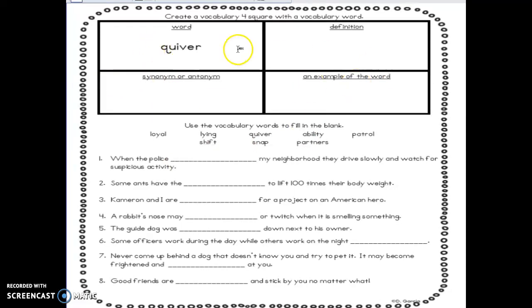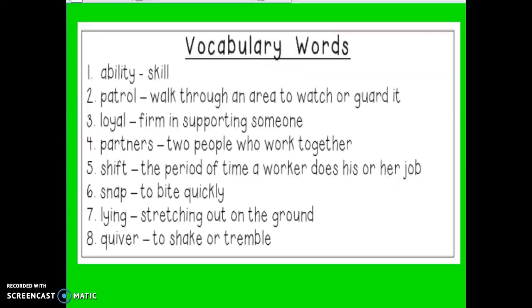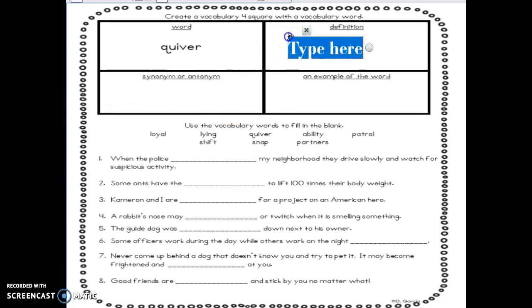So real quickly, let's review what 4-square is. Remember, in the first square, we write the word. In the second square, we write the definition. Okay, the definition for quiver, if you remember, is to shake or tremble. So here we would write to shake or tremble.